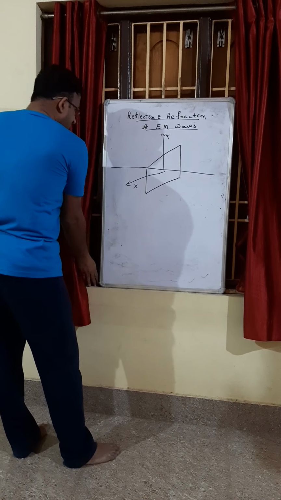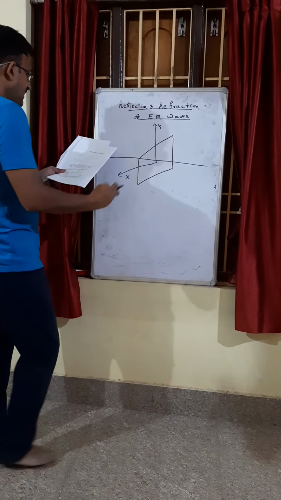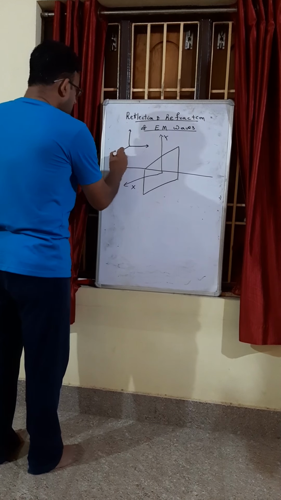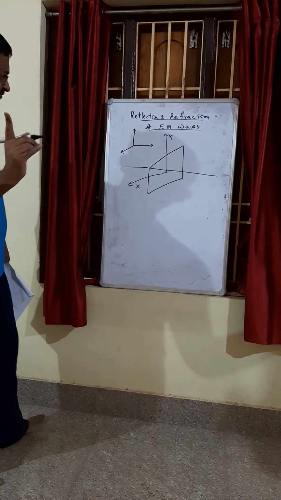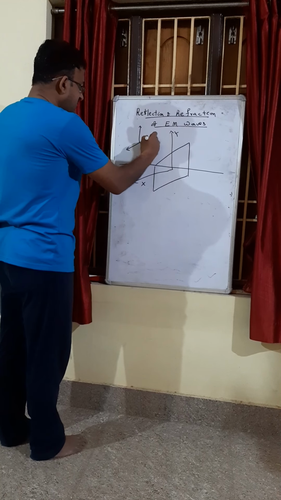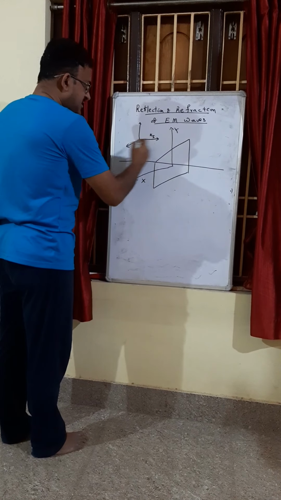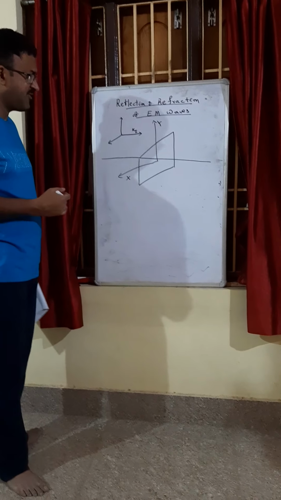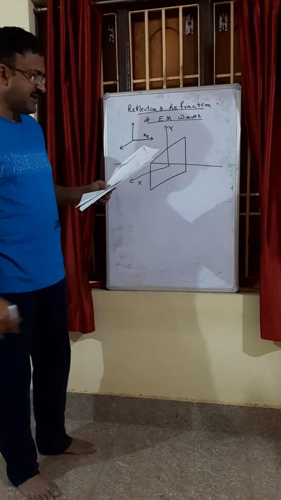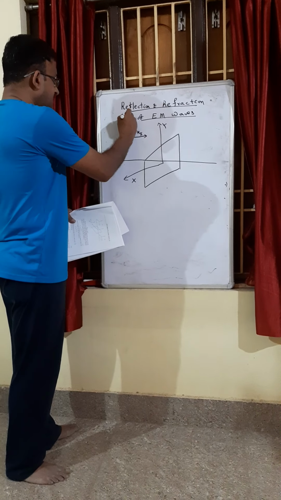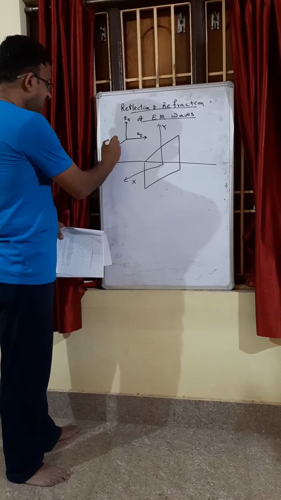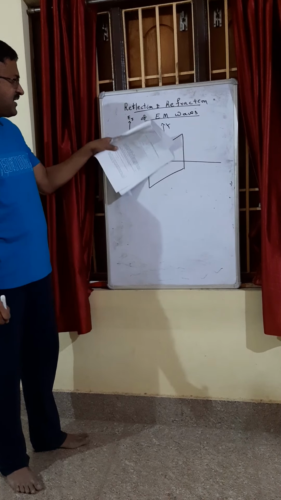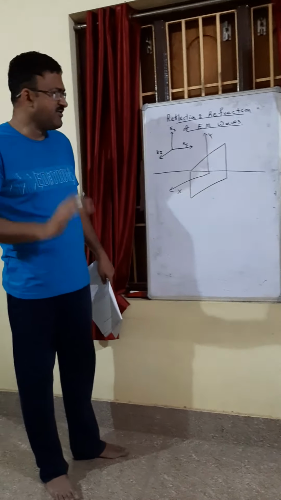So for that purpose, I will show you an incident electromagnetic wave like this. An electromagnetic wave is incident like this, and three vectors will characterize this incident wave. One is the propagation vector, that is perpendicular to the boundary and along the z-axis, and as you know, electromagnetic waves are associated with both electric field and magnetic field. Here the electric field is along the y-axis and the magnetic field along the x-axis. These three will characterize the incident wave.